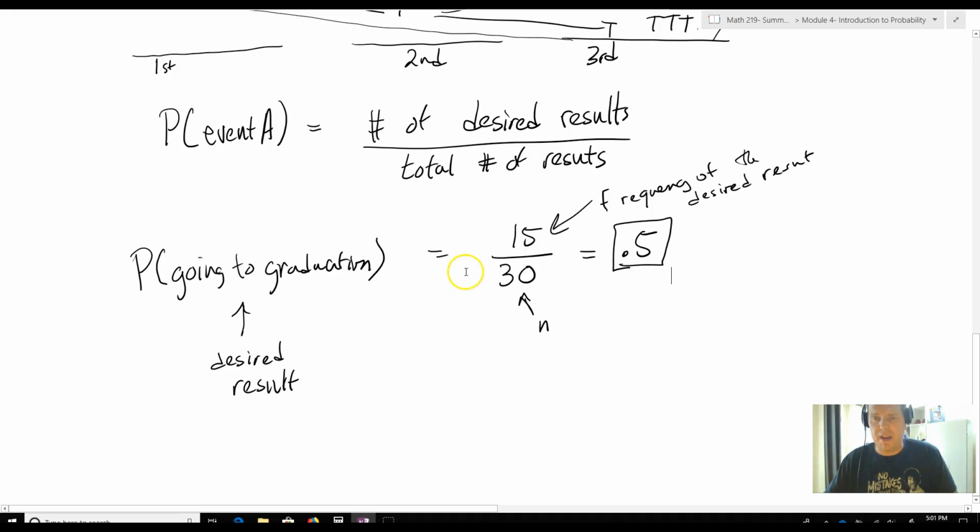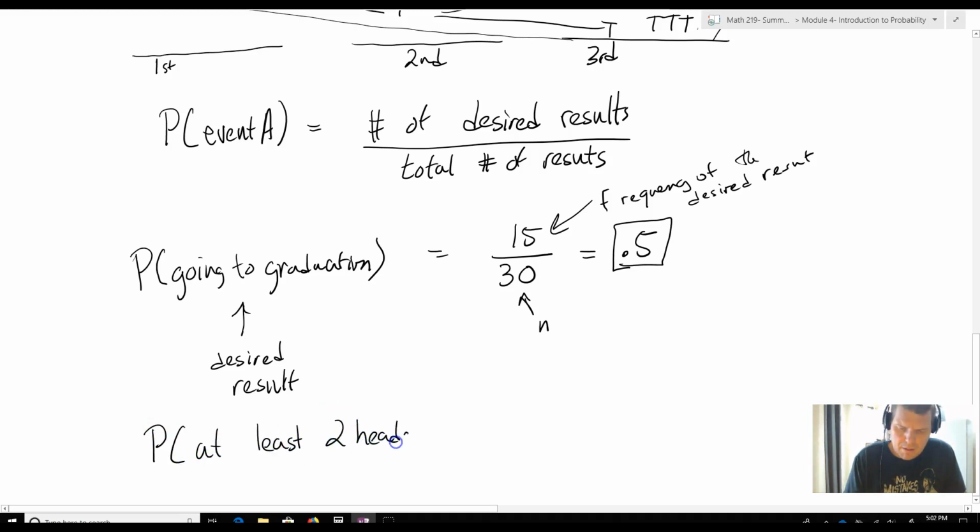The probability is 0.5. What about in the case of our heads? The probability of at least 2 heads is going to equal 4, because that's the frequency of our desired result, divided by 8, which is the total number of outcomes of 3 coin flips. So consequently, that's also going to end up being 0.5.